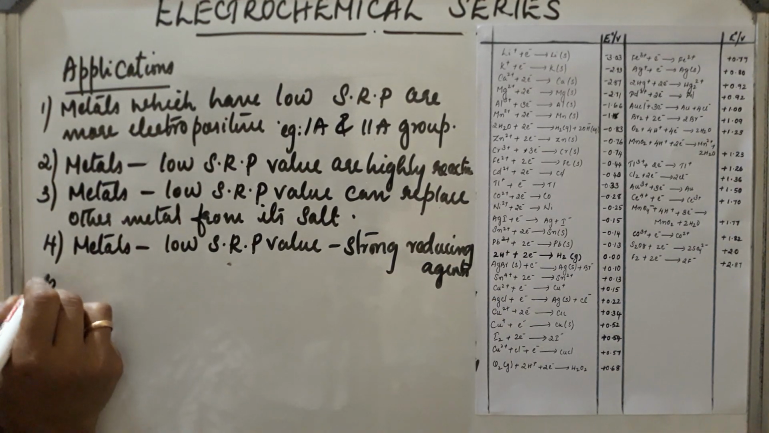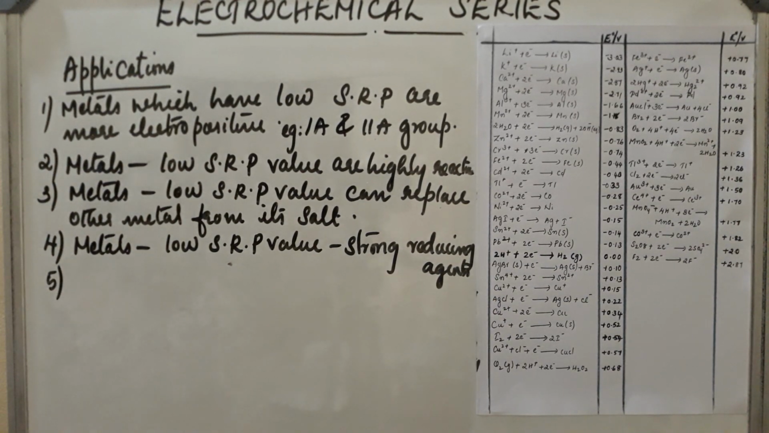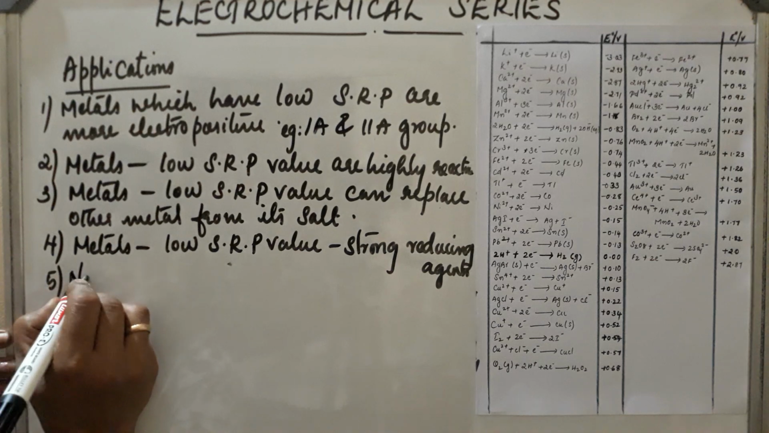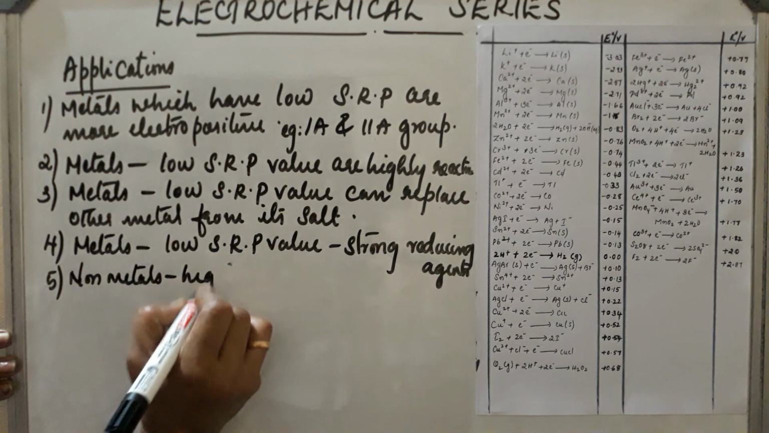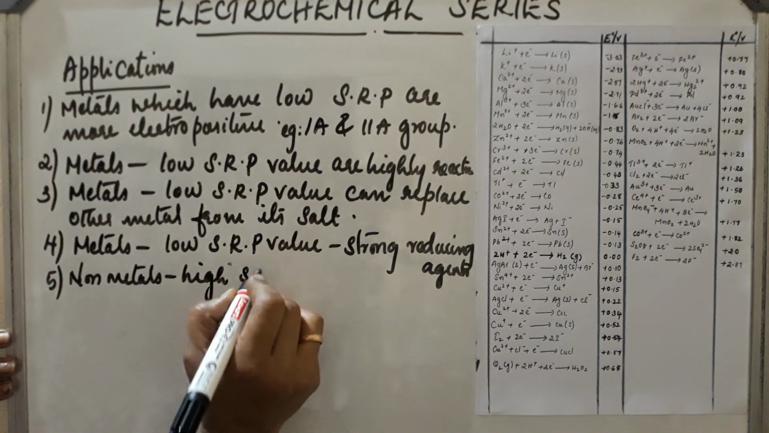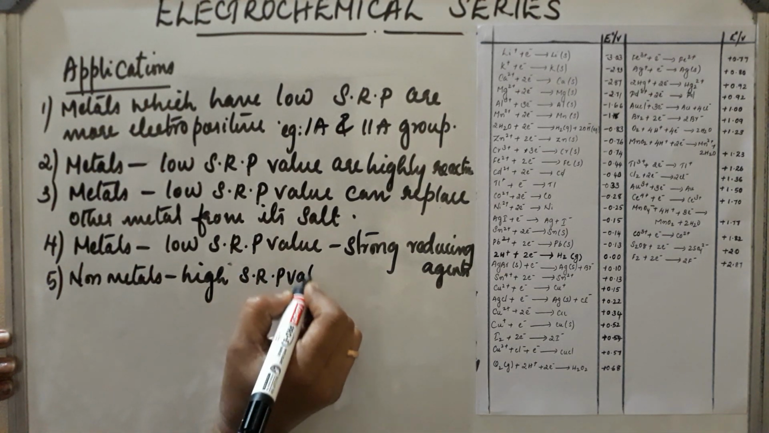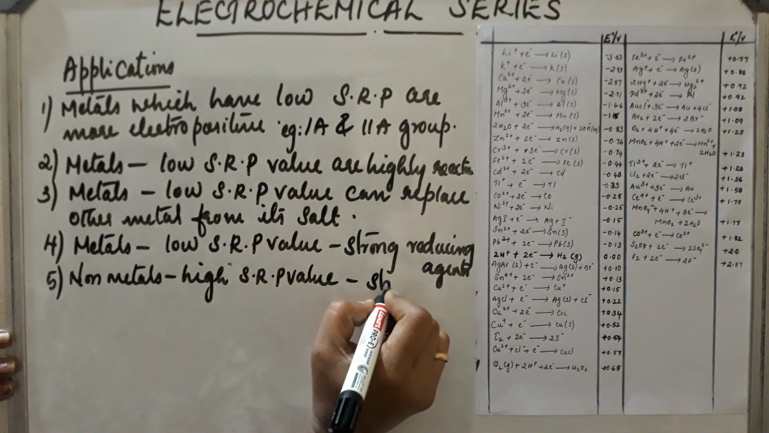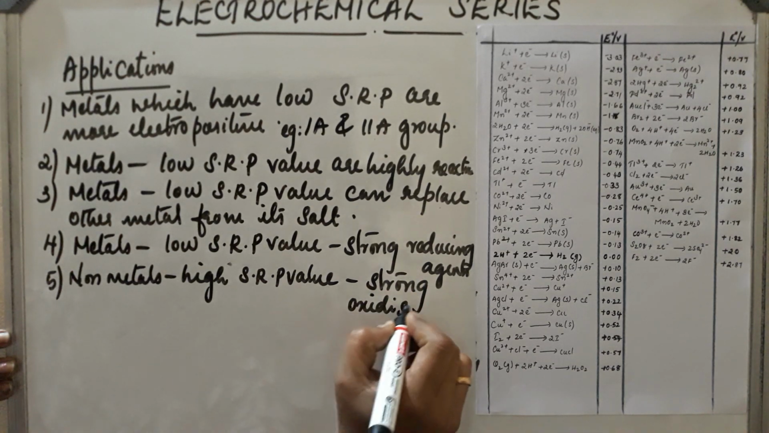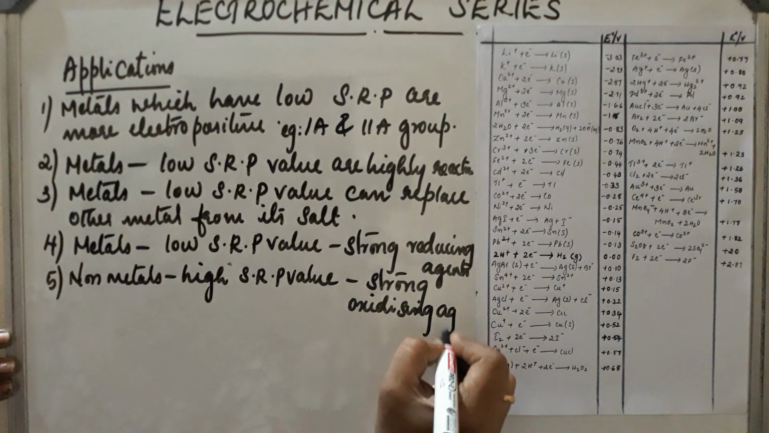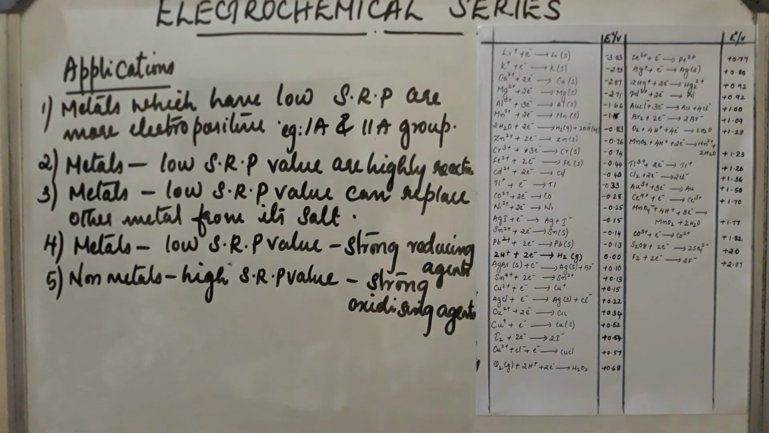Next point, non-metals. Fluorine is a non-metal. Non-metals which have high SRP value are strong oxidizing agents. Example, fluorine.